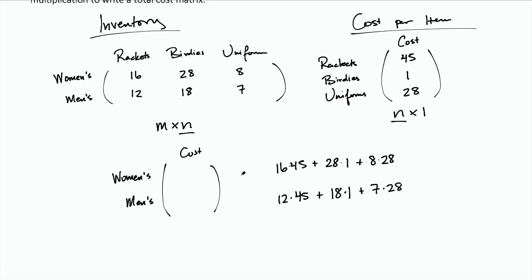And so multiplying these out gives us our costs. So we have our 972, and this next one gives us 754. And that's how we get our total cost matrix due to using the inventory and the cost per item matrices.